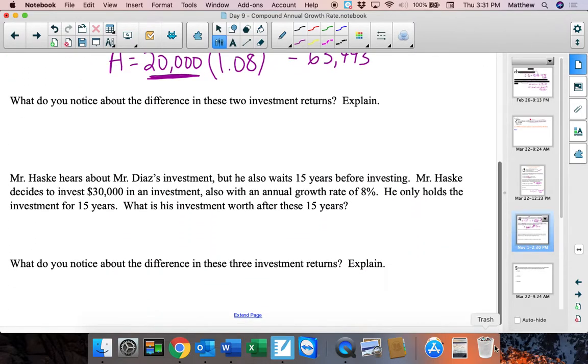And I'm going to skip over this last one, but I would encourage you to see what you get here with Mr. Haskey, 30,000, 1.08 to the 15. So again, Mr. Haskey puts more than Mr. Dale initially, 30,000, but still only 15 years. And just look at what happens and see if he gets more than Mr. Diaz. That power of compounding is important.